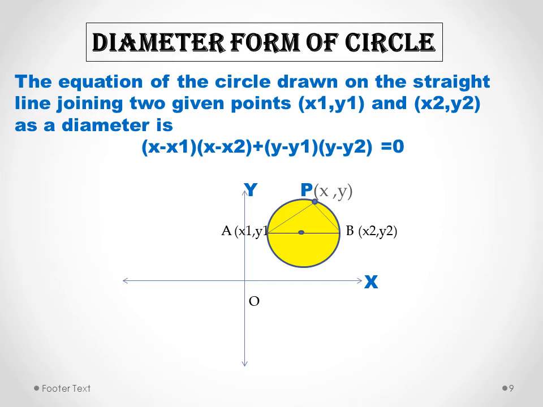You can use the slope form to find this, the slope formula to find the equation. You don't need to go into so much detail. You can write down the slope form for AP and BP, and with slope of AP into slope of BP is equal to minus 1, you can find out the equation.